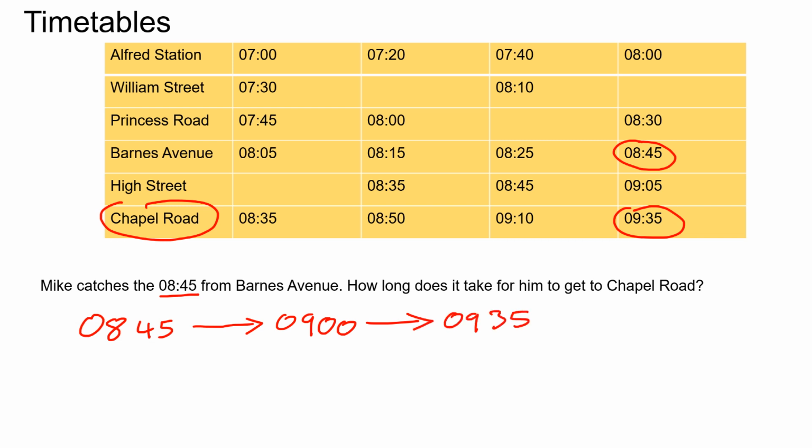Well, 8:45 to 9 a.m. is 15 minutes. So it's 15 minutes from 8:45 to 9 a.m. and then 35 minutes from 9 to 9:35. What we need to do then is add up 35 and 15, which will be 50 minutes.